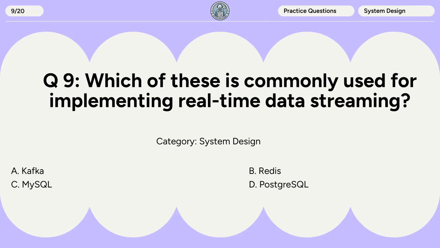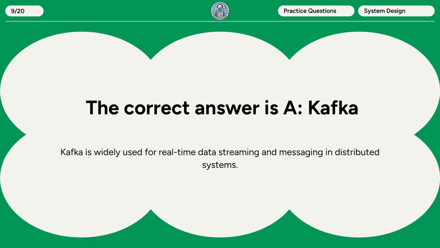Question 9. Which of these is commonly used for implementing real-time data streaming? A. Kafka. B. Redis. C. MySQL. D. PostgreSQL. The correct answer is A. Kafka. Kafka is widely used for real-time data streaming and messaging in distributed systems.